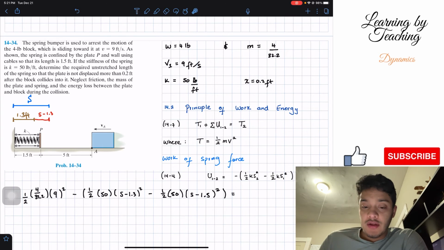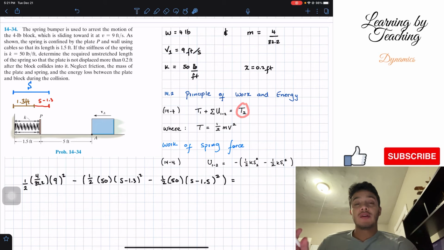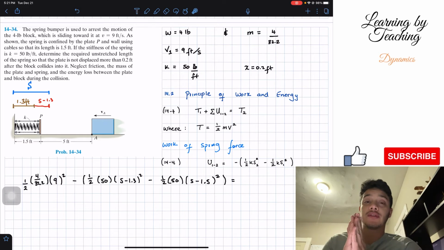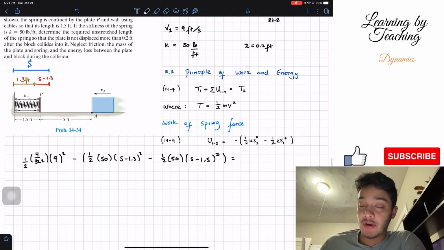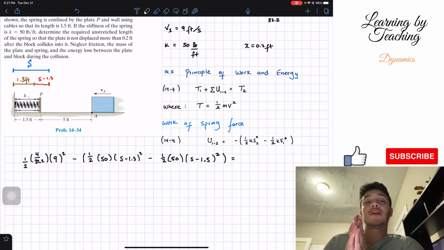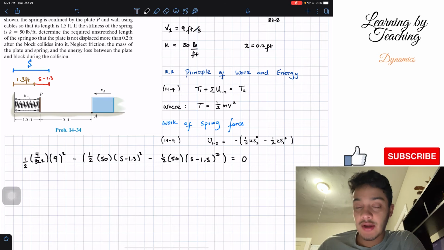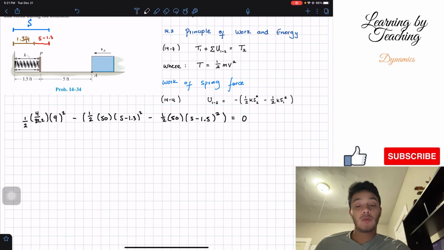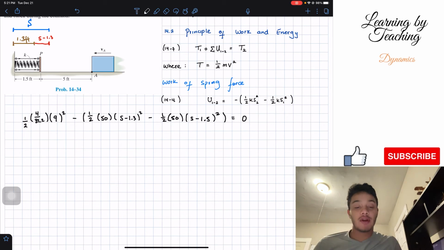So the next thing that we need to know is that T2 happens when our spring is at its maximum compression, meaning that it halted already our block A. Okay, so if I already halted our block A, our velocity at that specific point is equal to 0. Therefore, my right hand side will be equal to 0. So now all we got is one equation with one unknown. So let's start to simplify this equation.